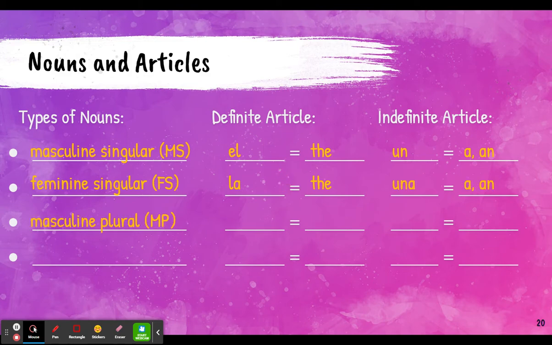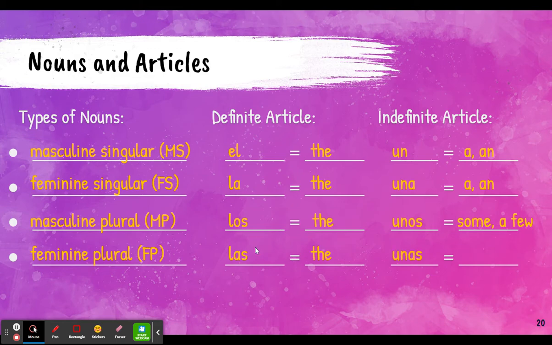For masculine plural nouns, the definite article is los, which means the. The indefinite article is unos, which means some or a few. And that sum is a small amount, not a large sum. And then for feminine plural nouns, the definite article is las, which means the. And the indefinite article is unas, which means some or a few.